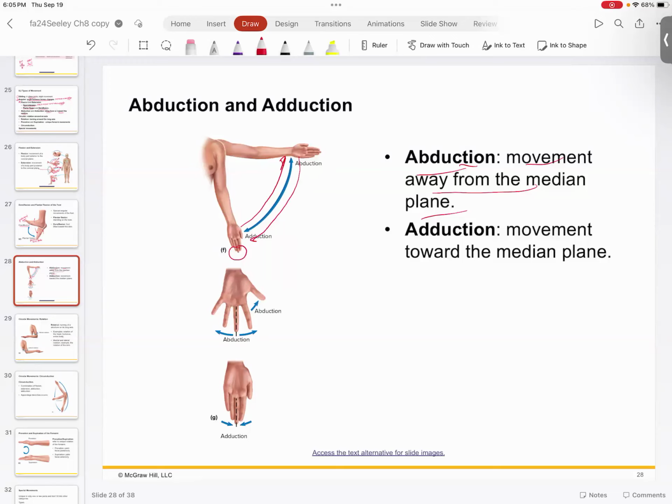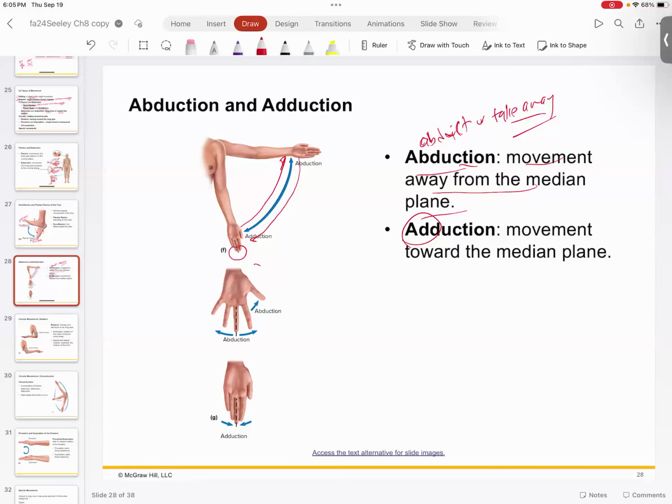Think of it this way. Abduction stands for to abduct or to take away. So if you're going away from the midline, you're abducting your arm, kidnapping and running away with it. That's abduction. When you're bringing it back, you're adding it back from having been taken away. So that's adduction.